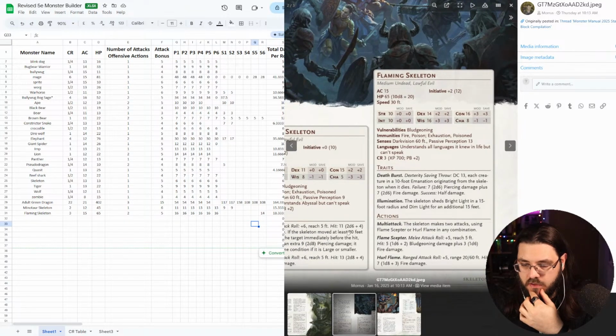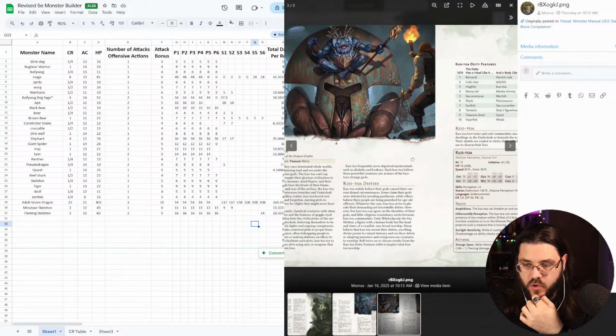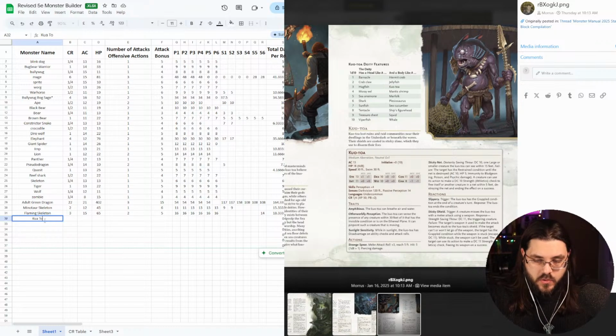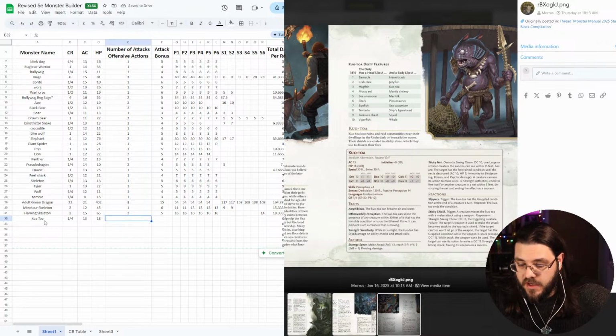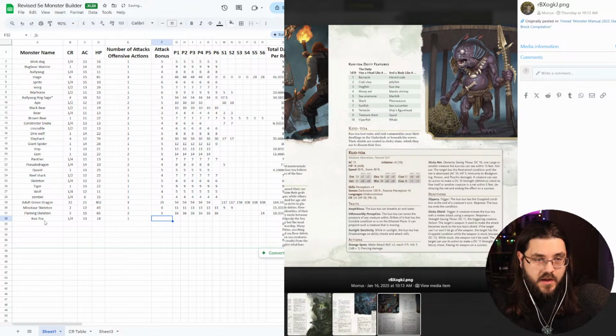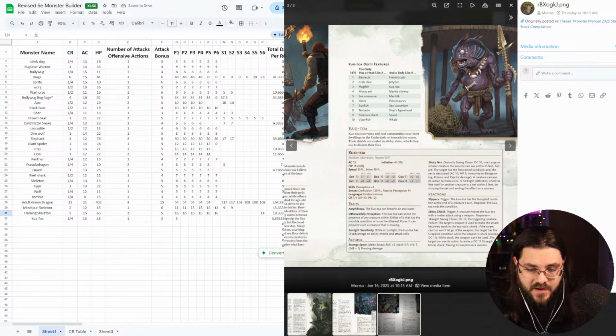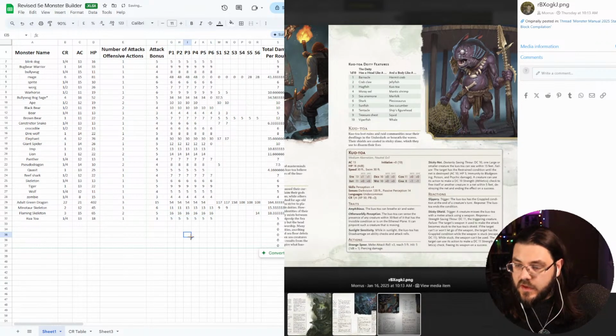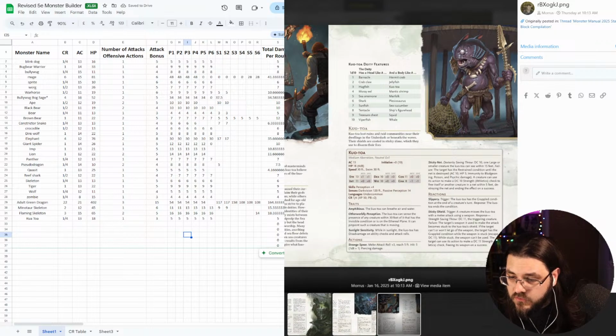Cool. That's that one, and then Kuo-toa, which is CR 1/4. Kuo-toa, which is a 1/4 creature. AC 13, HP is 18. It makes 1 attack, right? Yeah, 1 attack. It's +3 to hit, and it is 5 damage. Sticky net DC 10, so we want to get a DC 10 in there, and then targets 1 creature it can see, restrained until it's destroyed.